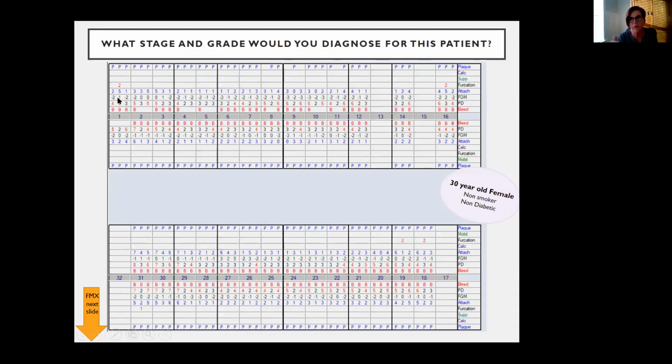I usually look for the most severe. So I see a 5 here. So I just start counting them. 1, 2, 3, 4, 5, 6, 7, 8, 9, 10, 11. I'm already up to plenty of teeth to bump me into either a stage 3 or a 4.